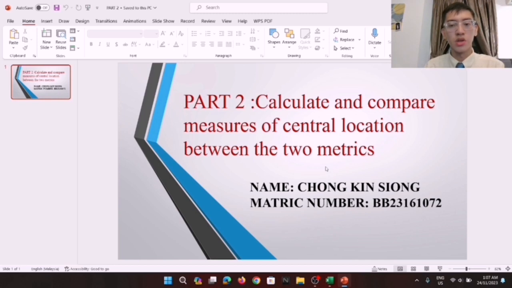Today, I'm going to present about the group assignment of data analysis and business intelligence. My part is part 2, calculate and compare measures of center location between the two metrics. My name is Cheong King Xiong, and my matrix number is BB23161072.